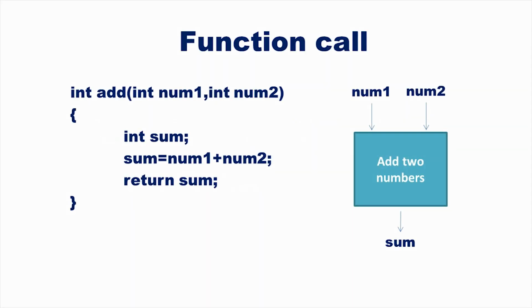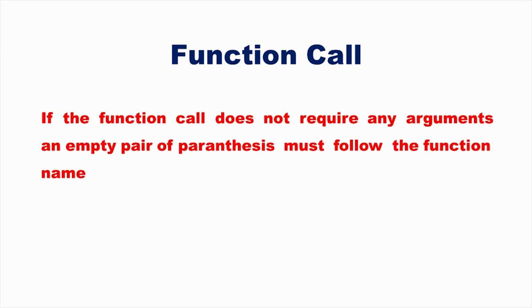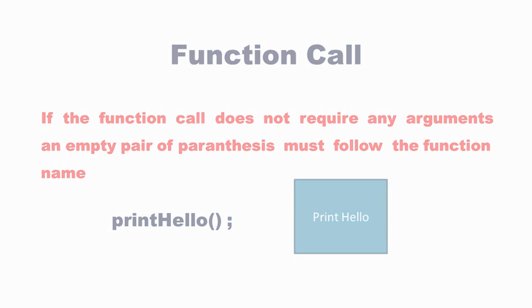Now, let us see how to call the function add. Suppose we want to add 3 and 4 using the function add. We write add(3, 4). Now, suppose we want to add the values of variable n1 and n2. We write add(n1, n2); and put the semicolon. To call a function without any parameters, the function name must follow empty parentheses. For example, to call the function printHello, write printHello(); with empty parentheses and a semicolon.